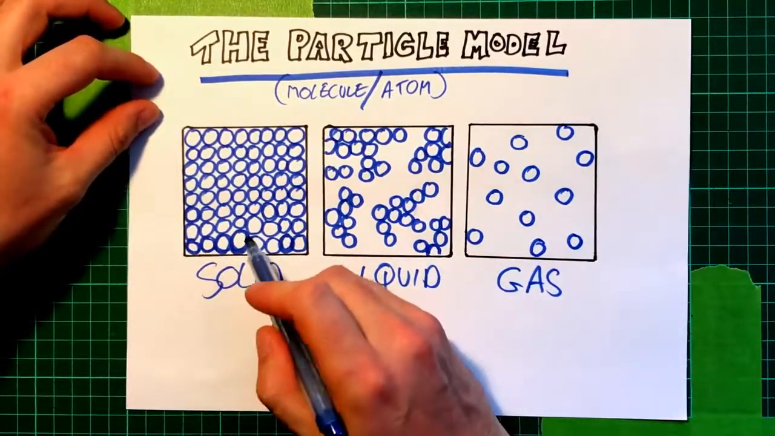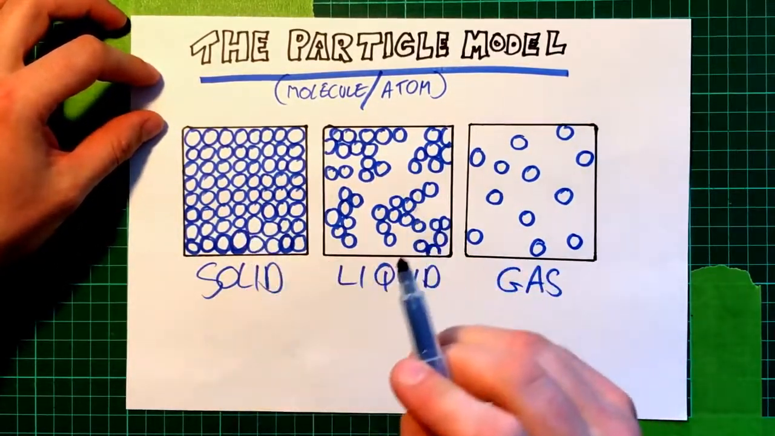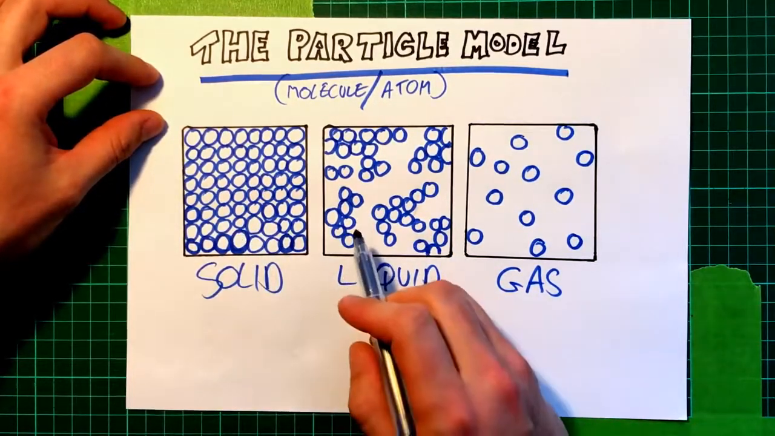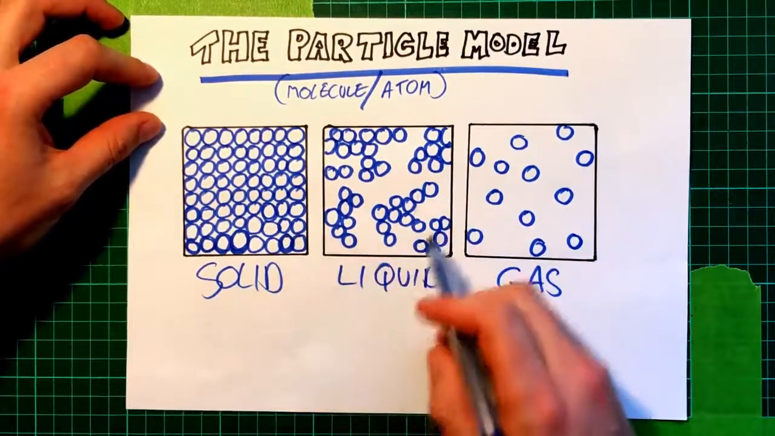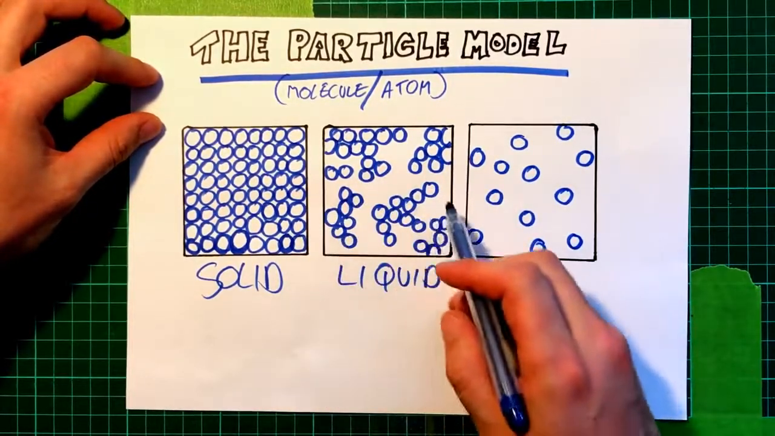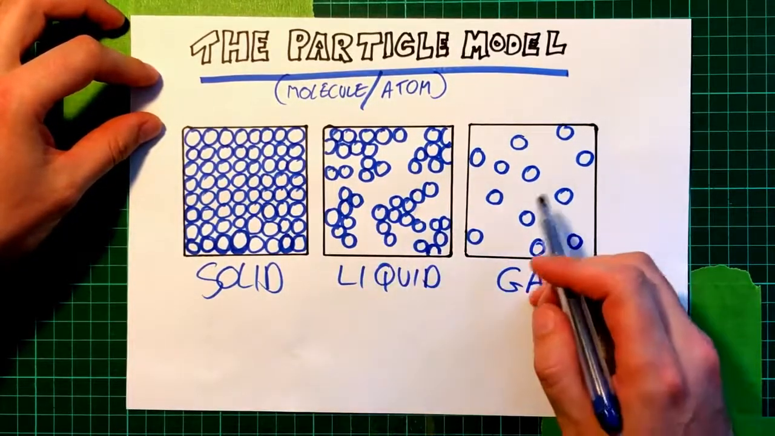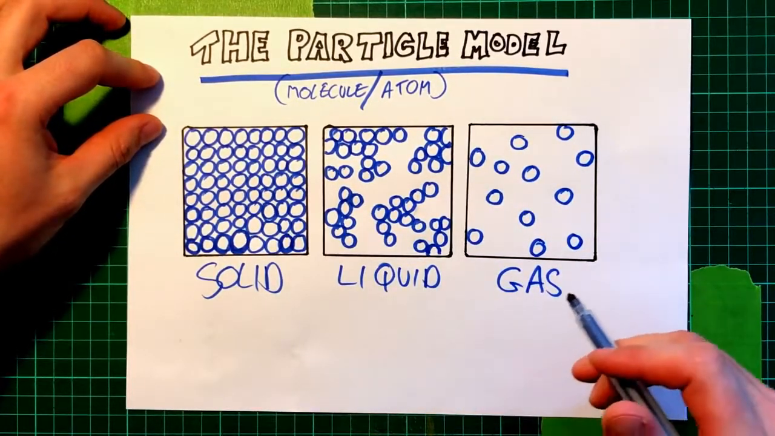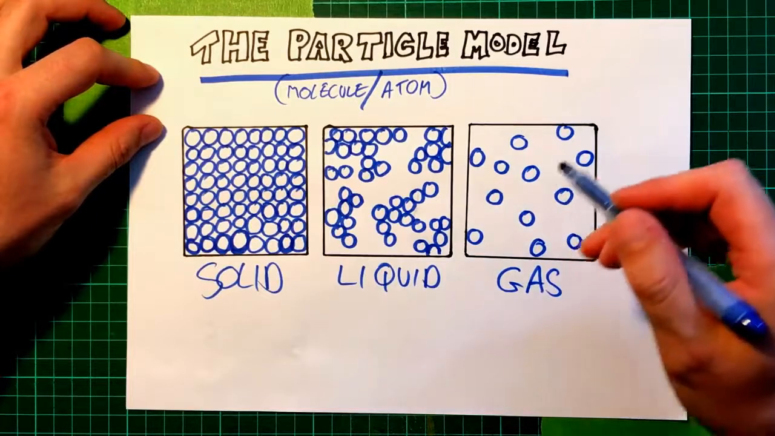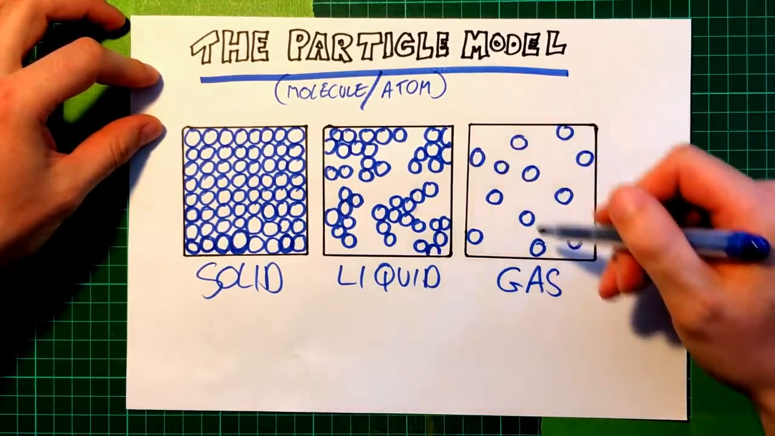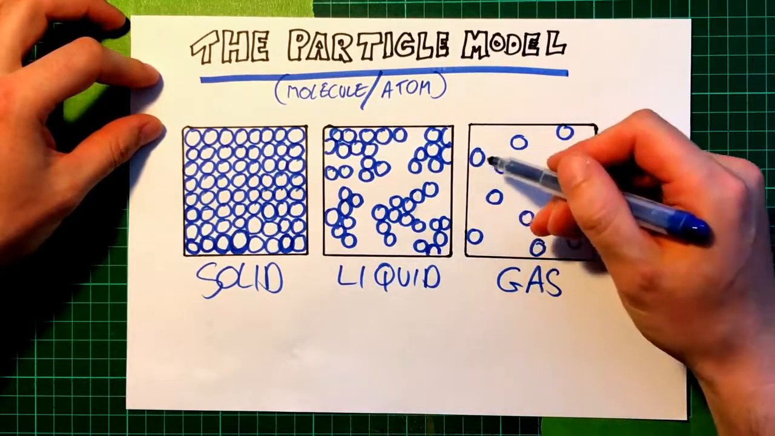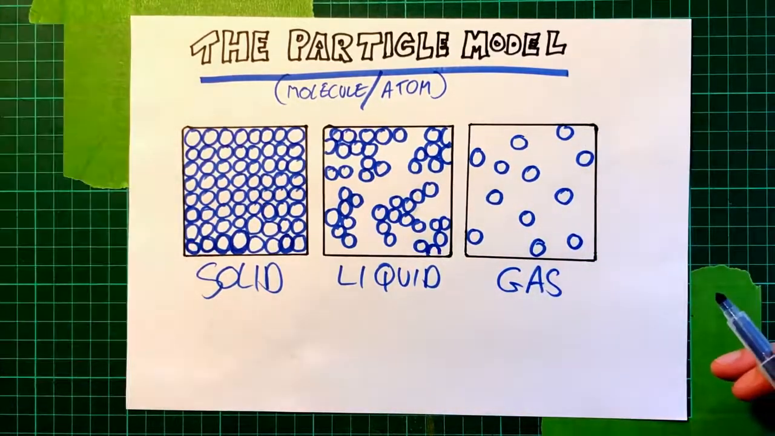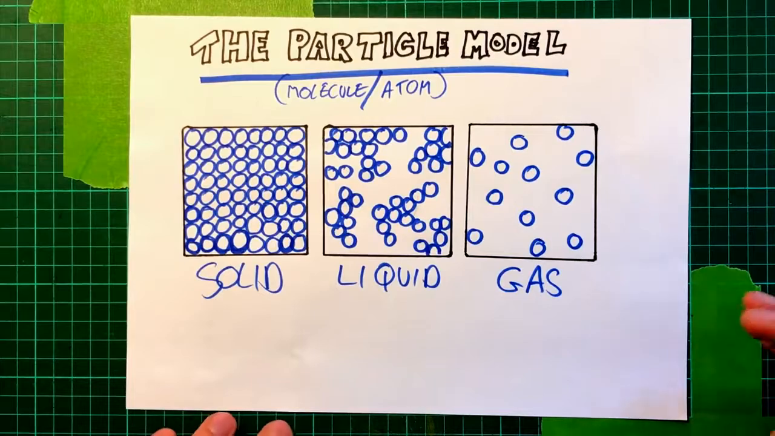So solid, not much energy, just lots of vibration. Nice straight lines, like soldiers. Liquid, bit more energy, moving around a lot, which is why it takes the shape of its container. And gas, pinging around like absolute mad things. It's suggested that you represent gas with about a dozen. 1, 2, 3, 4, 5, 6, 7, 8, 9, 10, 11, 12. So we've got 12 particles there.